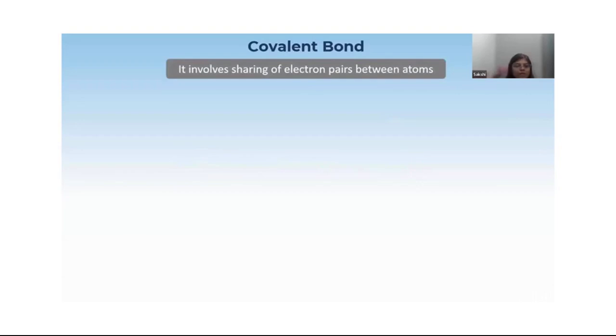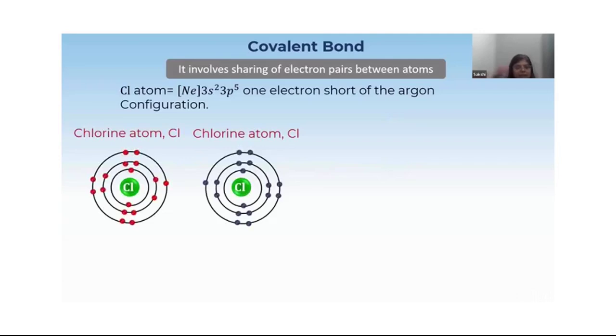So covalent bonding is formed by the sharing of electron pairs between atoms. Let us understand with the help of an example. Here we have chlorine. You all know the electronic configuration of chlorine is neon 3s2 3p5. So what does it mean? The first shell has 2 electrons, the second shell has 8, and the last shell has 7 electrons. That is 2, 8, 7. And here also it is 2, 8, 7.